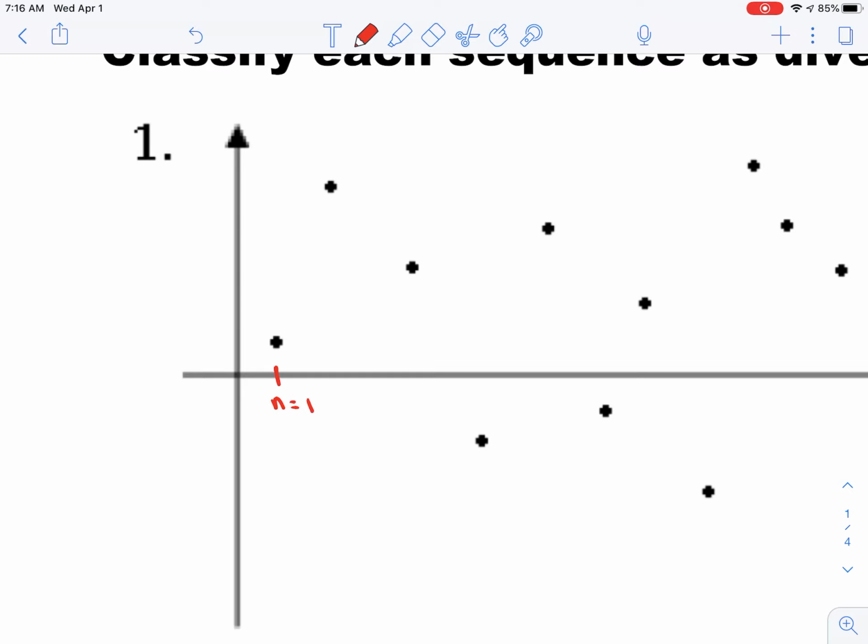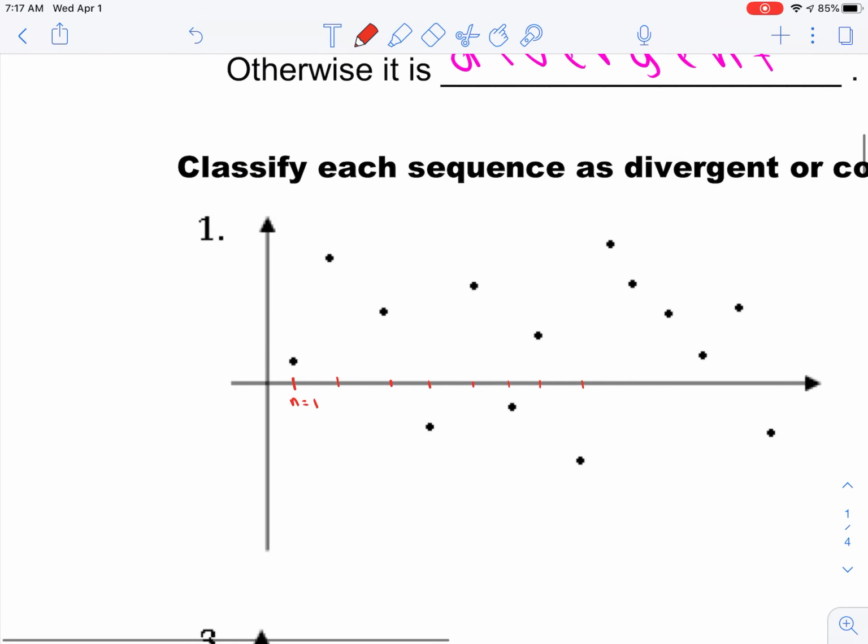Notice this next dot would be maybe when n equals 2, and you're seeing a different value. N equals 3, n equals 4. So you can kind of think about each of these as being different n values, and wherever they are at is the sequence value for that specific n value.